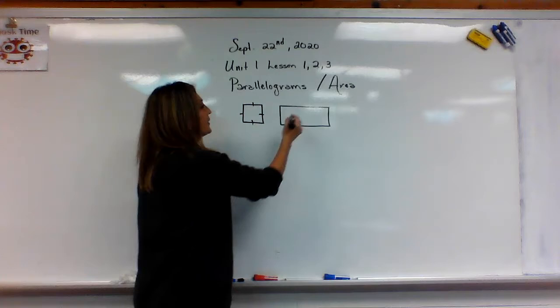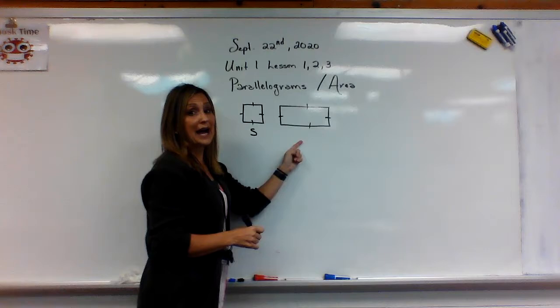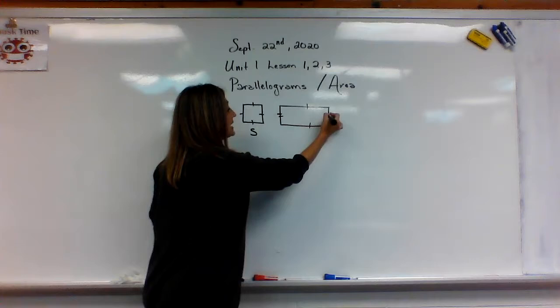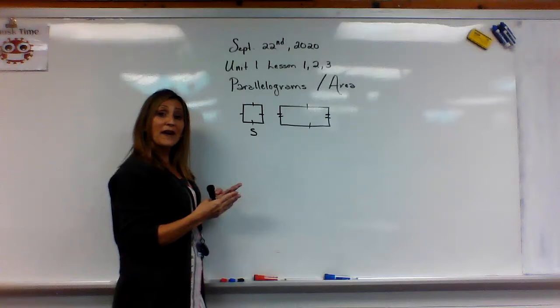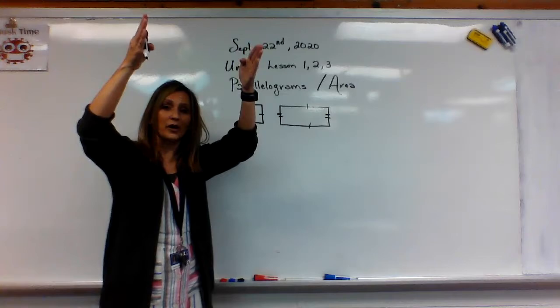But we know that the square has four equal sides. Well, a rectangle has equal sides, but it has two sets of equal sides. This side is equal to that, and this side is equal to that side. And so both figures have four sides. Both figures have equal sides. Four here, two sets here. Both shapes are parallel, meaning the sides don't touch, the lengths don't touch.